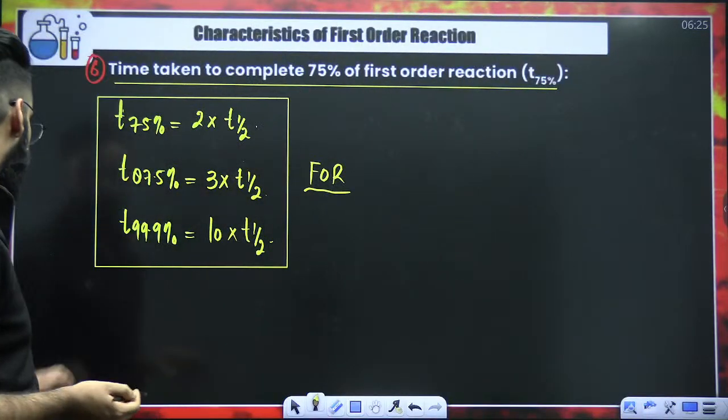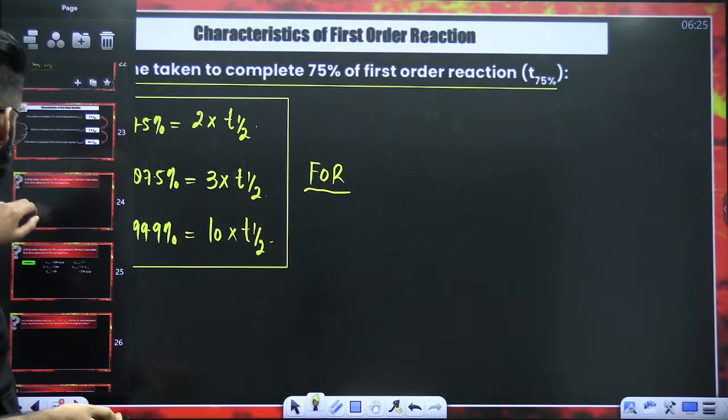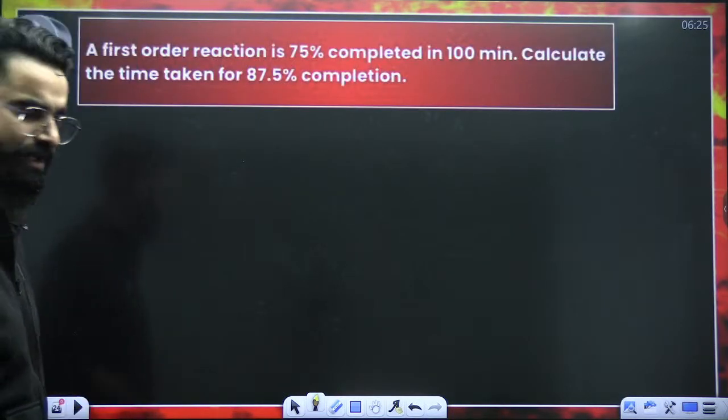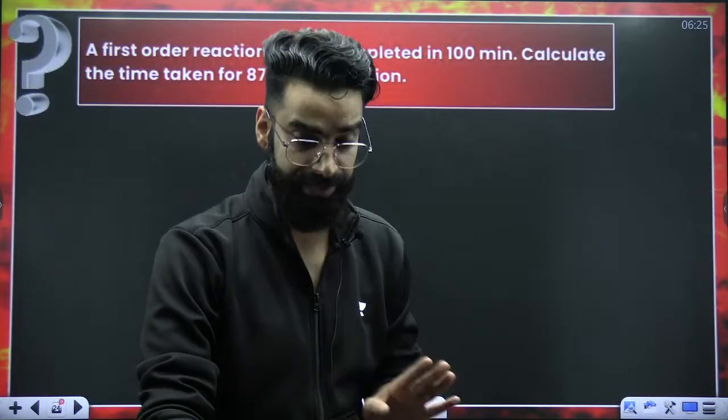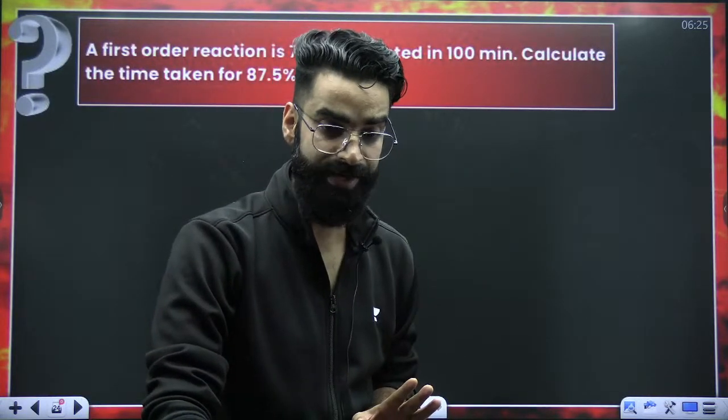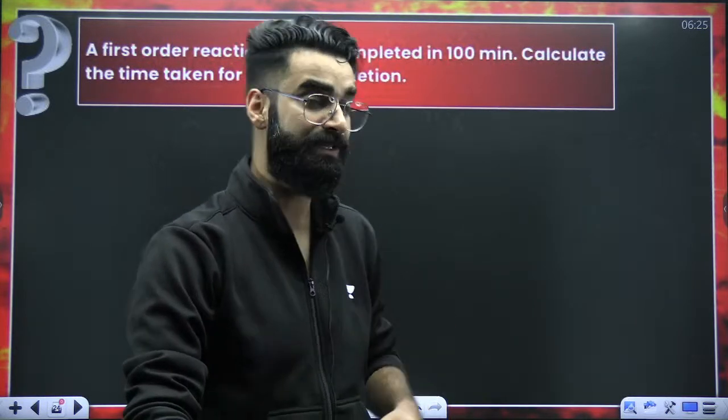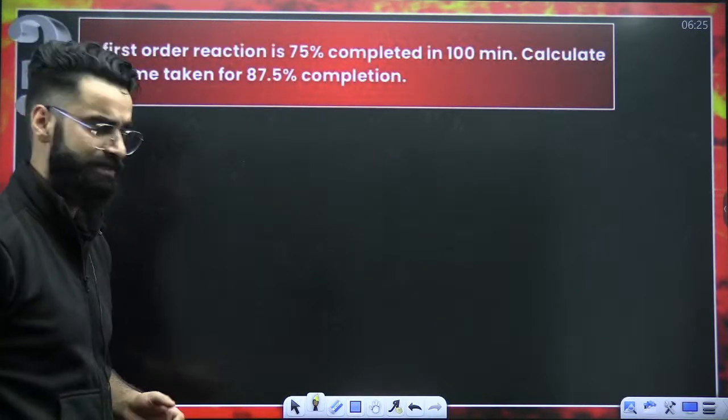Now, let's have a look at where we use all these results. A few questions we will do. Then there are a few more parameters related to the first order reaction. It's not done yet. There are a few more parameters. But before talking about that, let's try to solve some basic questions.